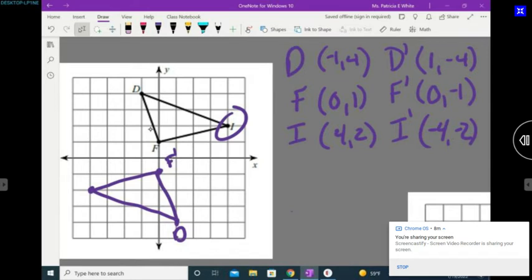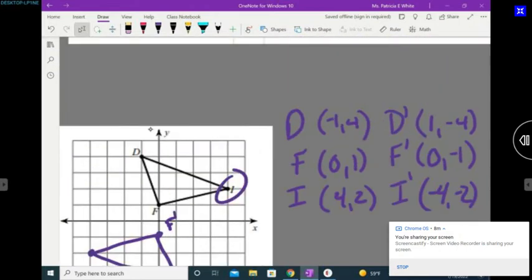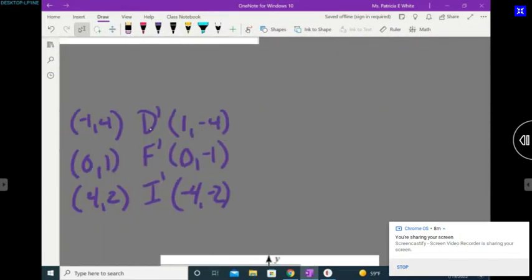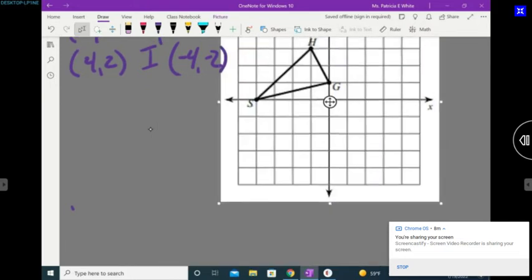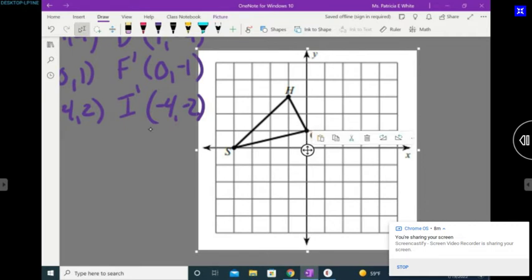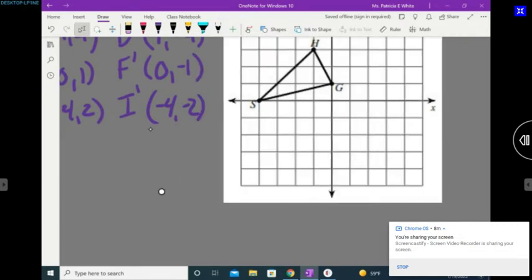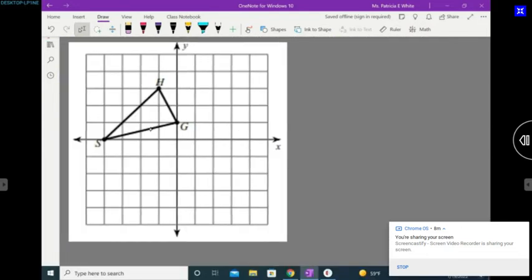If we're doing degrees, are we doing them clockwise or counterclockwise? It's always counterclockwise, unless it says clockwise. Unless they give you a negative or they say clockwise, it's always going to be counterclockwise.